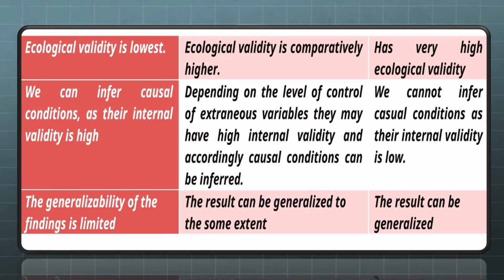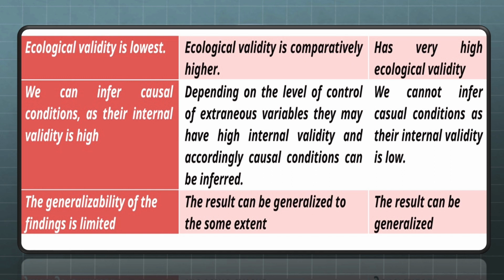Now come to the third. In a rigorous experiment, ecological validity is lowest. Why is ecological validity lowest? Because we are confined to the laboratory. We are conducting the experiment in the lab. We are not going to the field. We are not doing it in the field setting. So, ecological validity is less. That means generalizability is low.